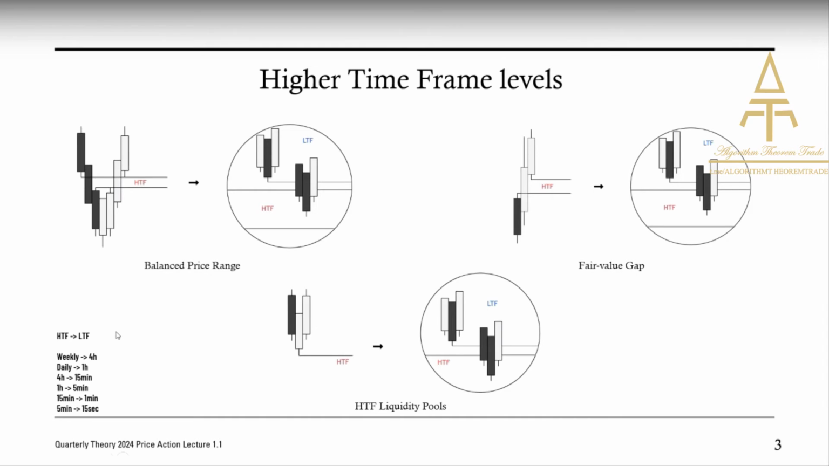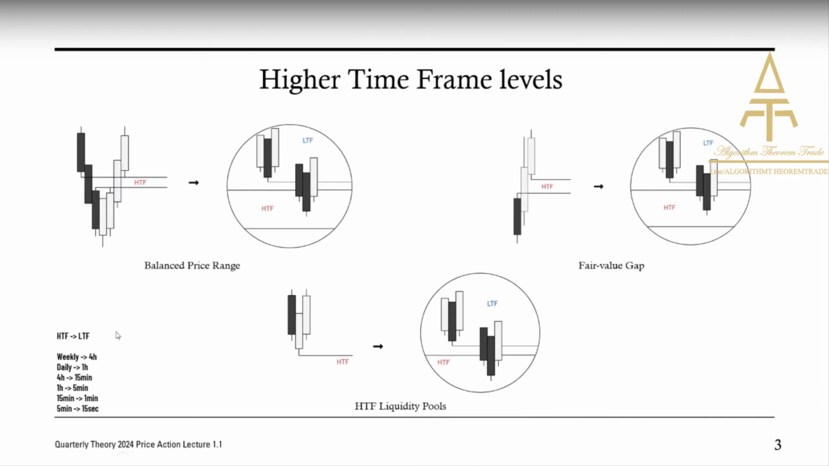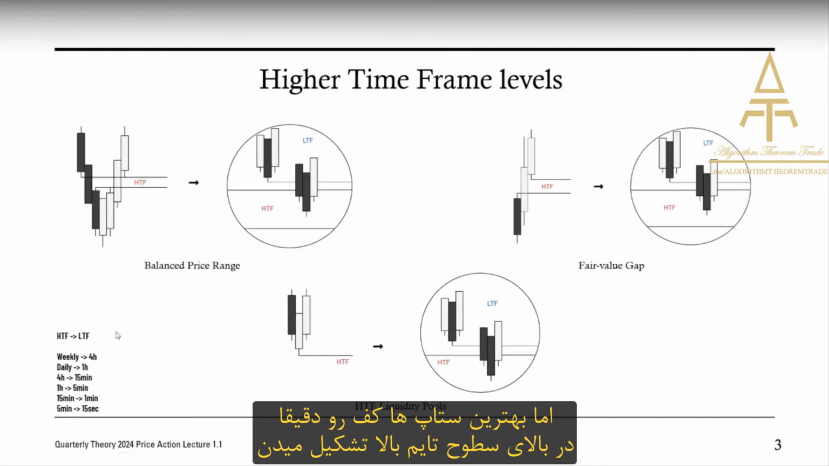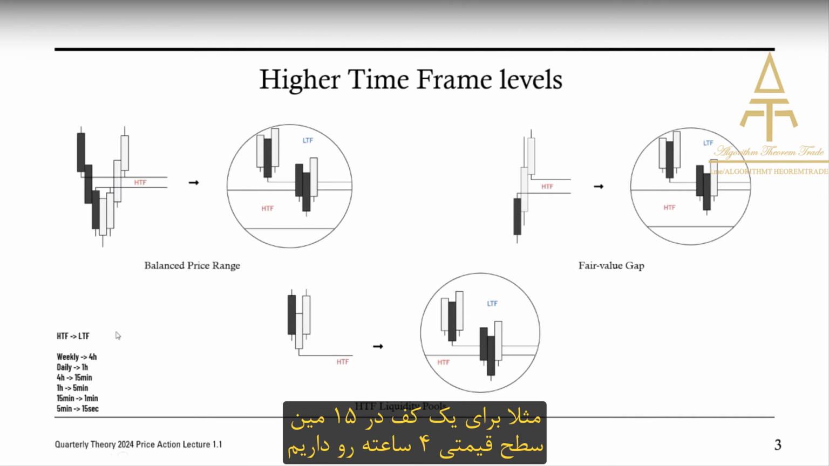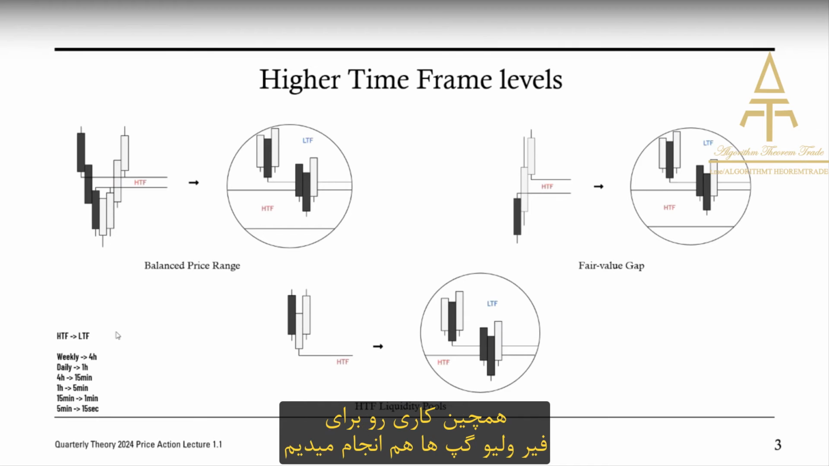You can have the low inside of the higher time frame level, but it must be above equilibrium, right? Which is the center of the higher time frame level, which we are looking at in regards to imbalances, right? So price must be above the 50% range of the imbalance for this to actually be fruitful to you. But the best setups will have the low right above the imbalance or right above the higher time frame level. So you need like a 15-minute low above a 4-hour balanced price range, right? And that will give you a proper setup. The same thing goes for the fair value gap.